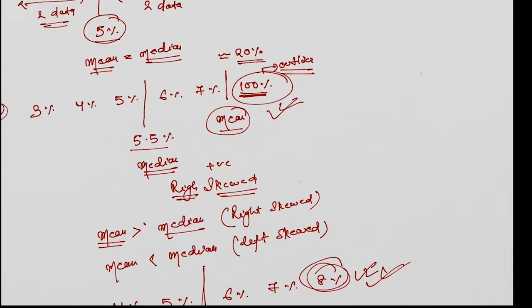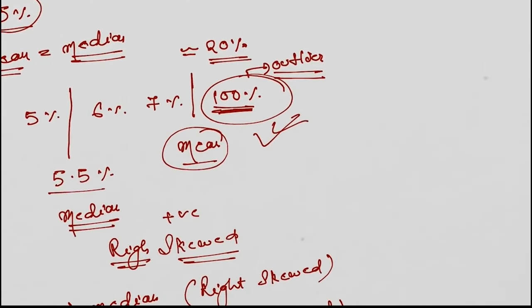So whichever direction you add an outlier, that direction will be the asymmetry of the data, or the skewness of the data. You are adding the outlier here in the right direction. Therefore, it is right skewed, or positive skewed data.